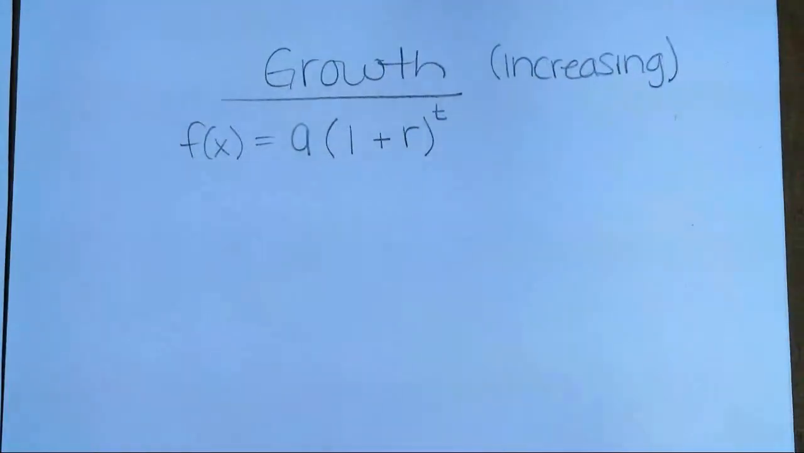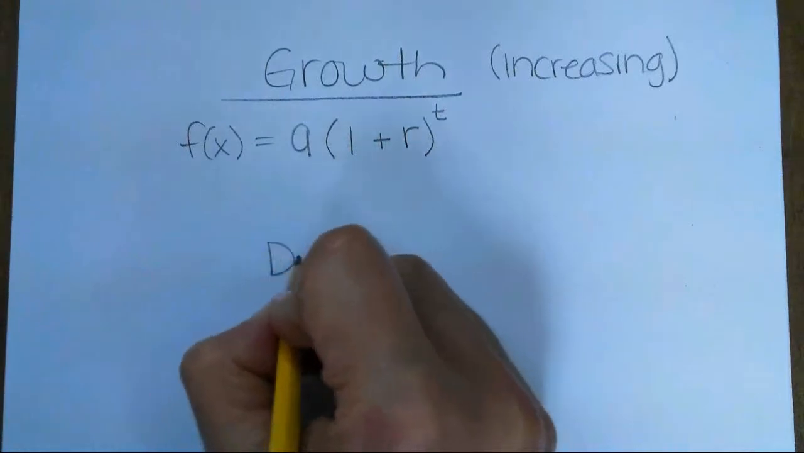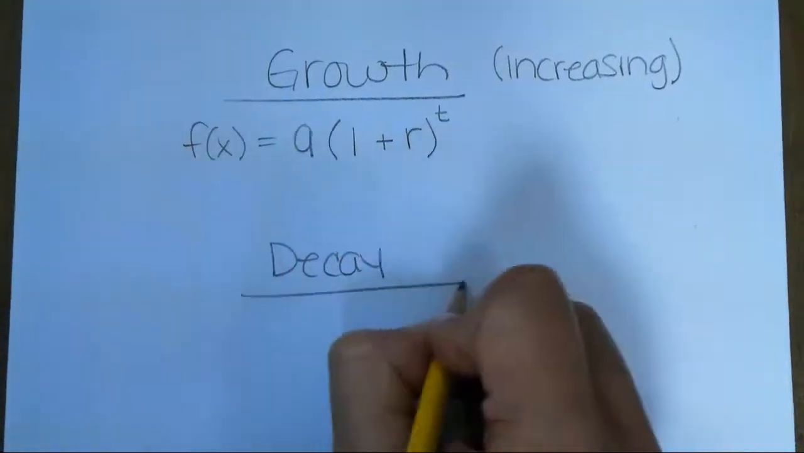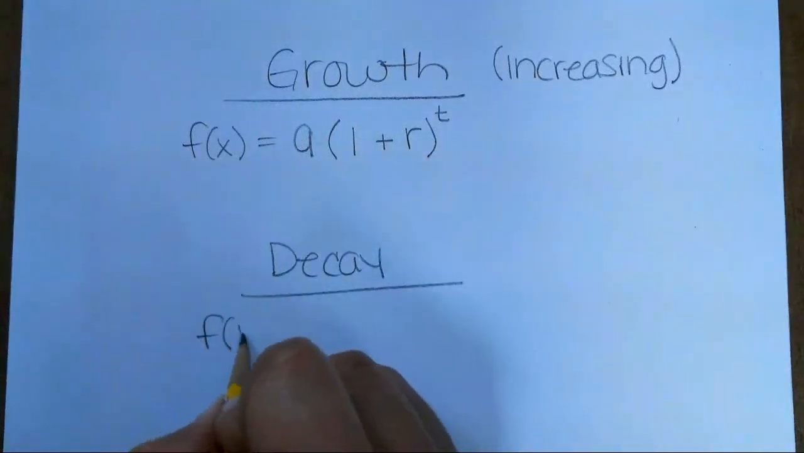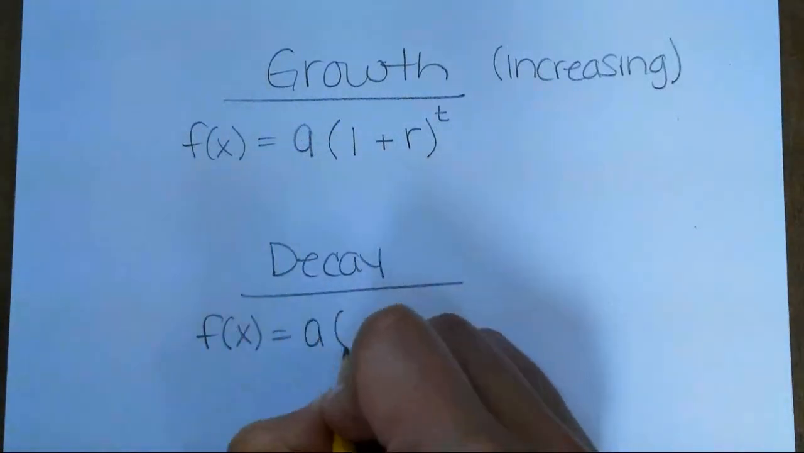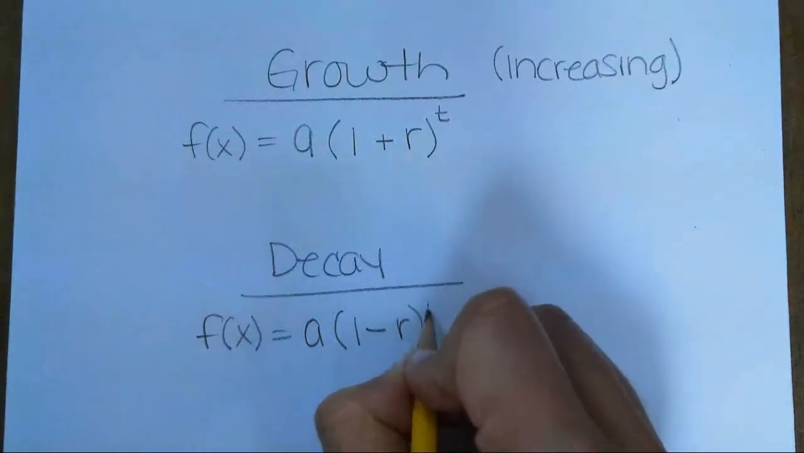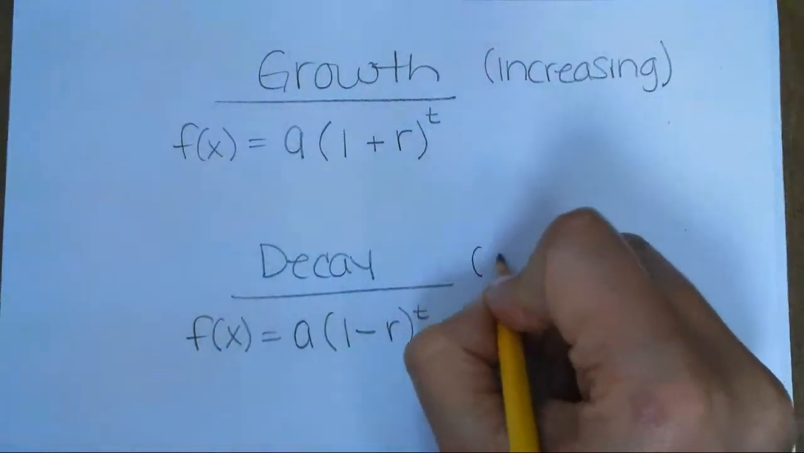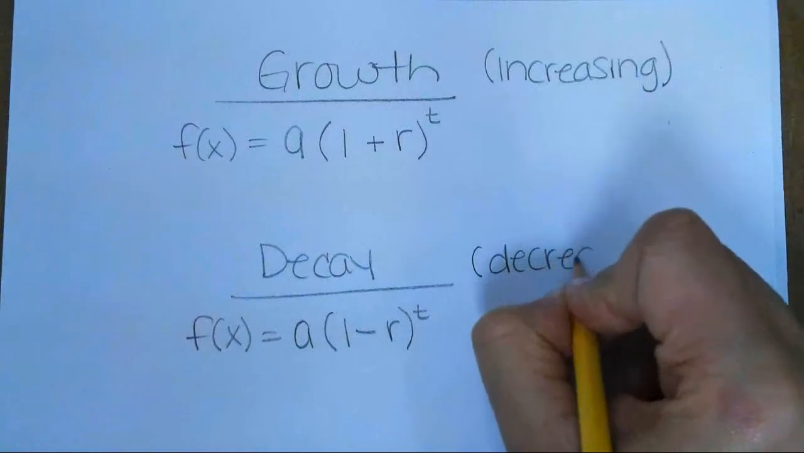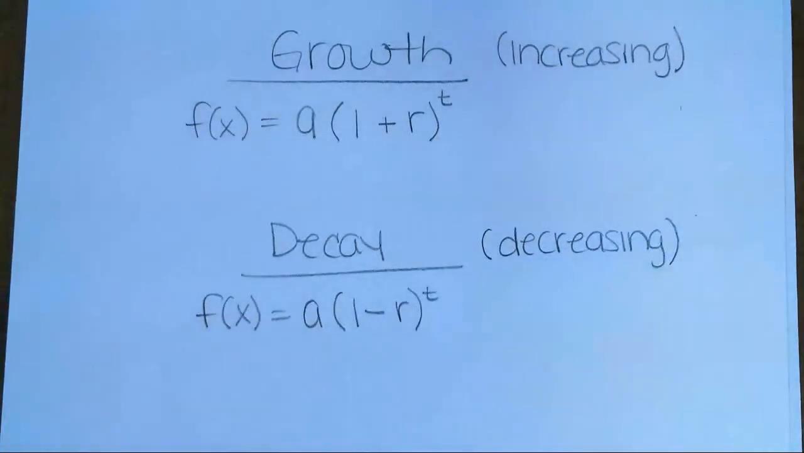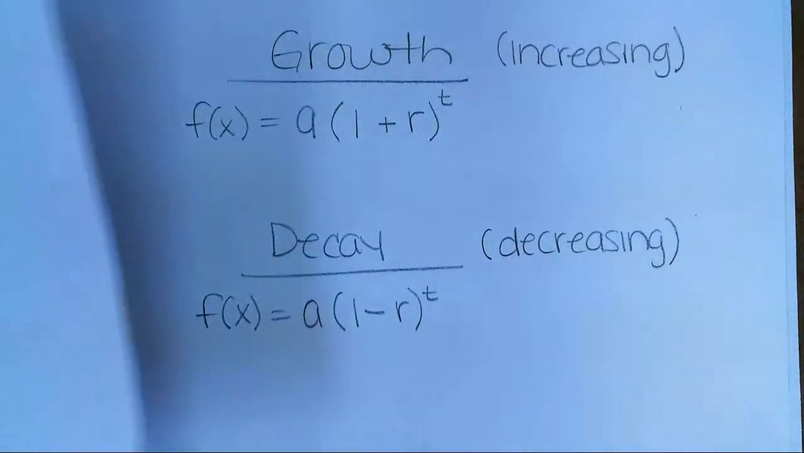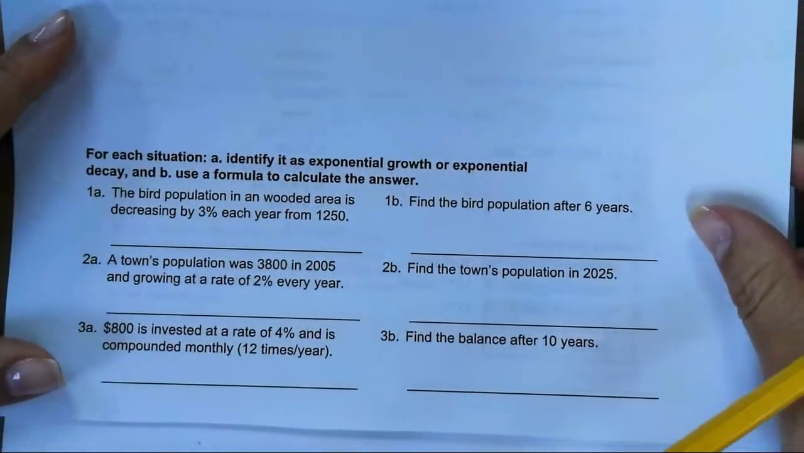So that means that you are increasing at a rate of 2%. You're increasing at a rate of 12%, whatever it might be. Okay, and then your decay is the same formula, but with a minus sign here. So you have f of x is equal to a, and then 1 minus r to the t. Okay, and this has to do with decreasing. Okay, so decrease, decay. Pretty self-explanatory in my opinion.